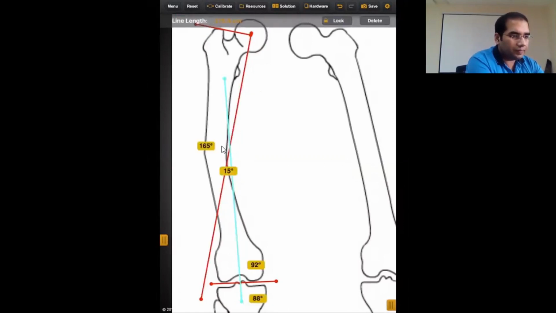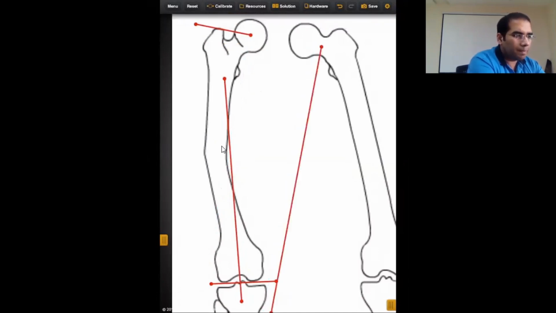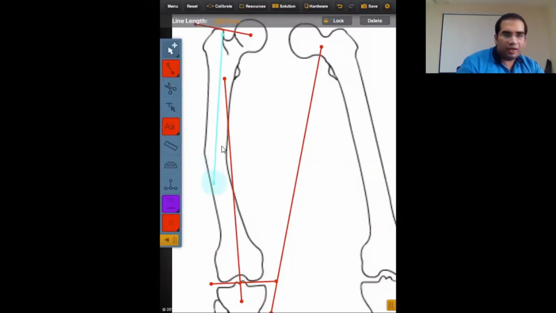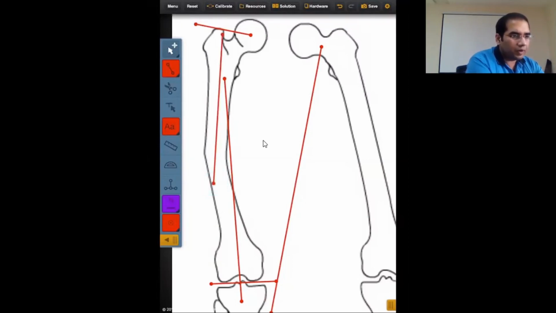Now let me move this line forward here. I'm going to draw a mid diaphyseal line using the proximal shaft. I've simply drawn this line by marking 2 points over here, 2 points over here, and then extending the line. This is the same way. And then I drew a parallel line, a line parallel to this line.